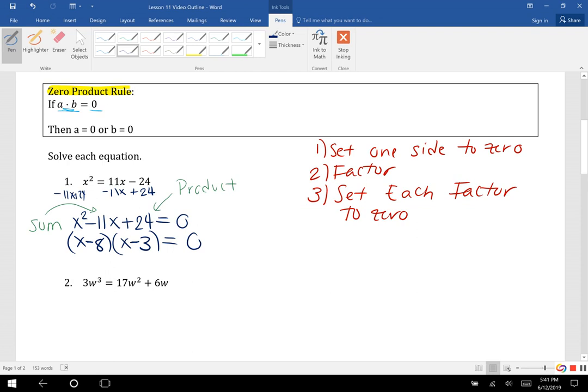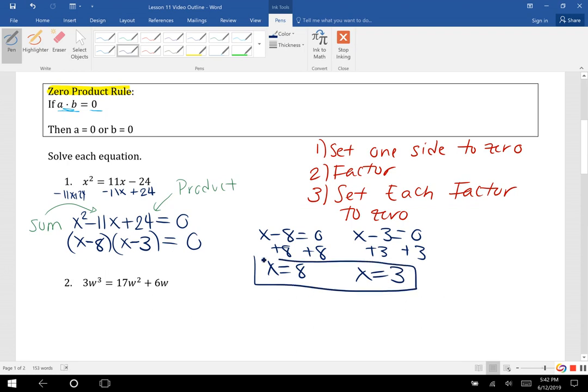I factored, and then I can set each factor equal to 0, x minus 8 equals 0, or x minus 3 equals 0, and we can solve by adding the 8 and then adding the 3. So this equation has two solutions, x equals 8 and x equals 3. And so that really is the general process. I'll show you a couple more examples. But the basic idea is one side has to equal 0, we factor, and then we set the factors to 0.